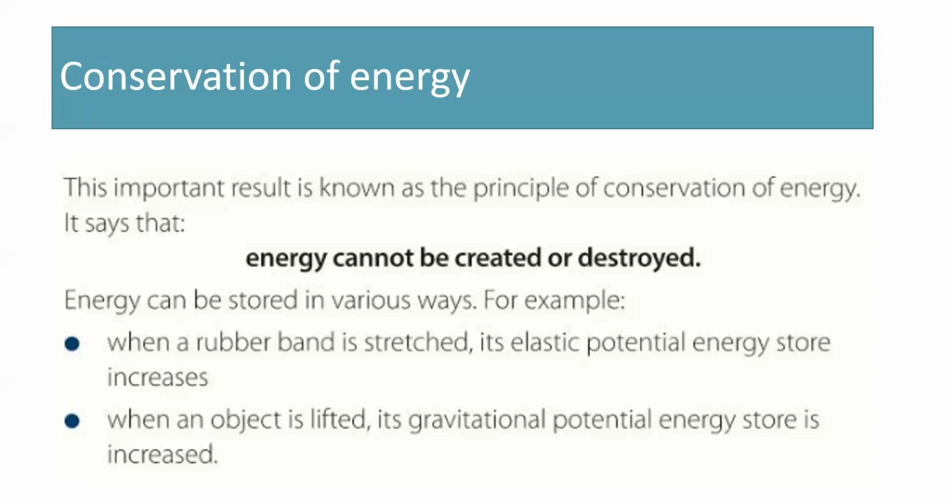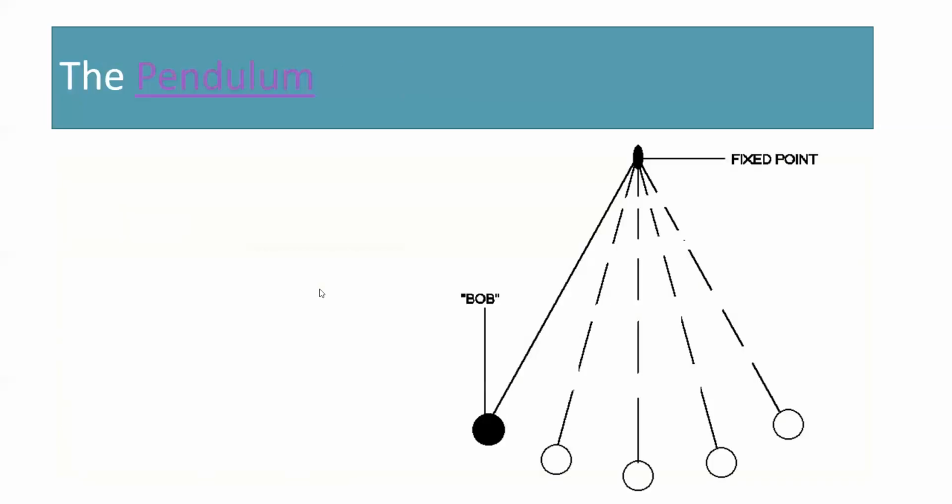Remember, energy can be stored in many ways. For example, when you have a rubber band and it's stretched, the elastic potential energy store increases. When an object is lifted up, you increase the gravitational potential energy. Okay, brilliant. So now, let's take a look at a pendulum.